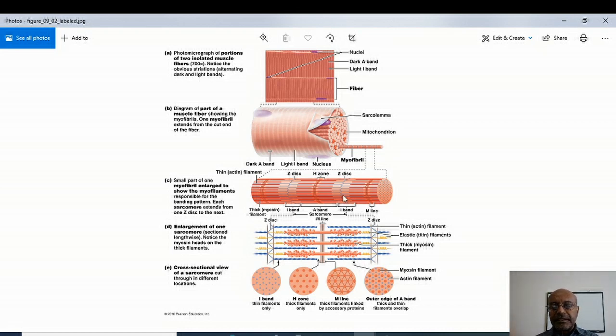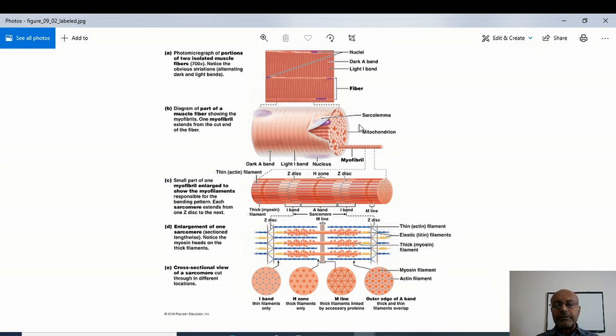That this myofibril is one of the sticks here, and this stick consists of these ones, sarcomeres. Sarcomere is the structural unit of a skeletal muscle cell. This whole thing is a sarcomere. We are going to study this sarcomere in detail.